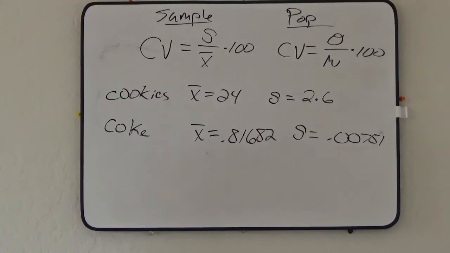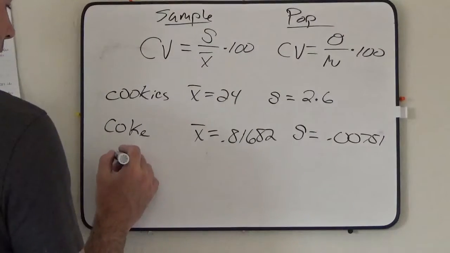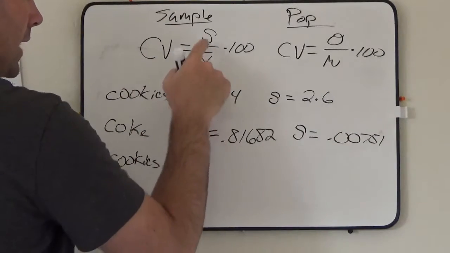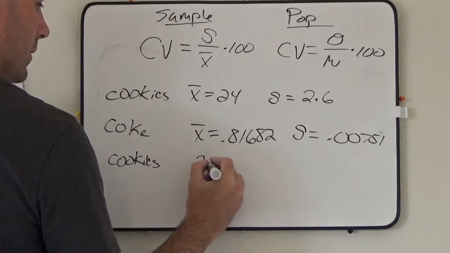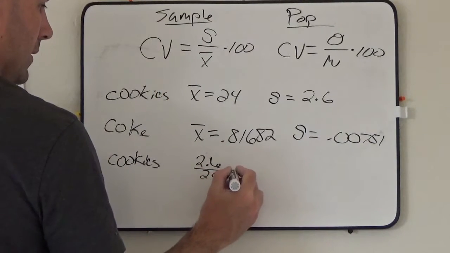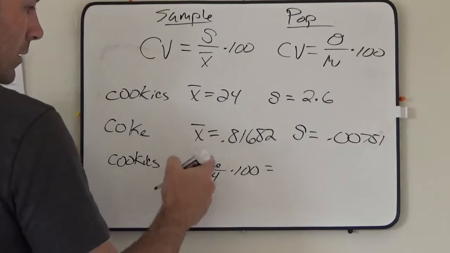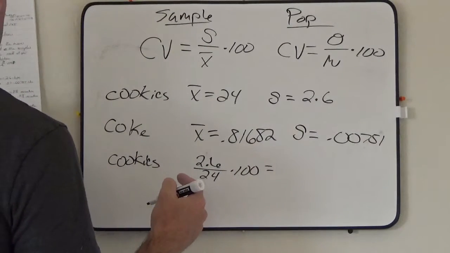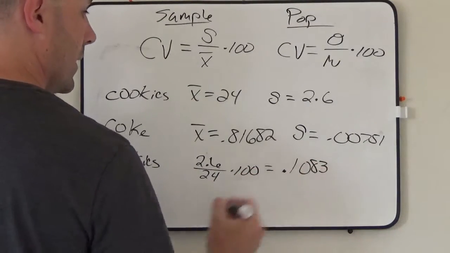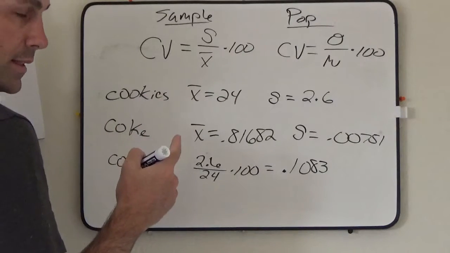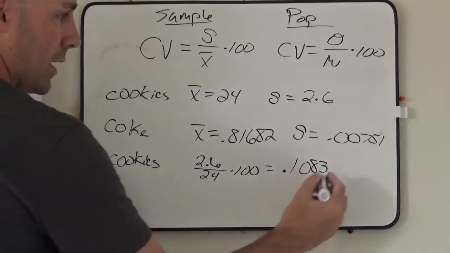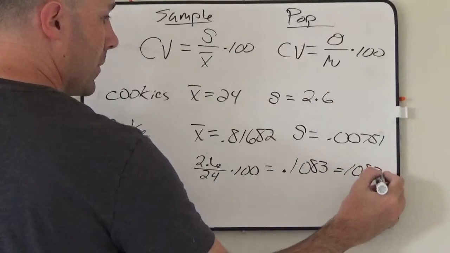Alright, so we're going to solve this. First we'll do the cookies. CV equals S, which is 2.6, divided by the mean, which is 24, times 100. So you divide first, then you multiply by 100, and what you'll get is 0.1083. Remember, that's pretty much relative frequency, so it needs to be changed to percent, which is 10.83%.